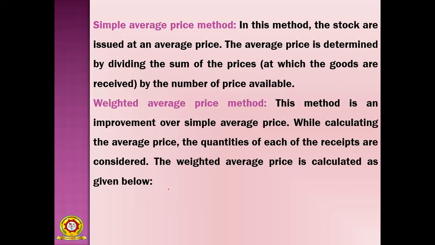Okay, suppose you are purchasing raw materials 4 times in a month. Suppose the first lot is purchased for 300 rupees, for example, and the second lot is purchased for 400 rupees. And the third lot is purchased for 500 rupees. Then how do you find the average price?